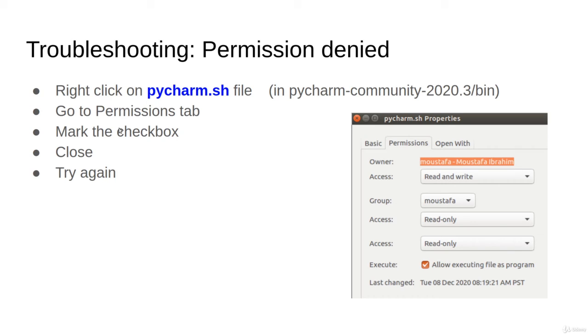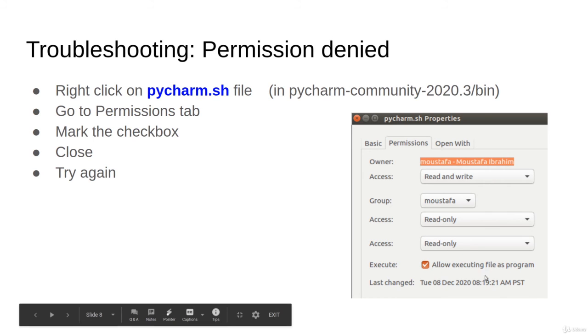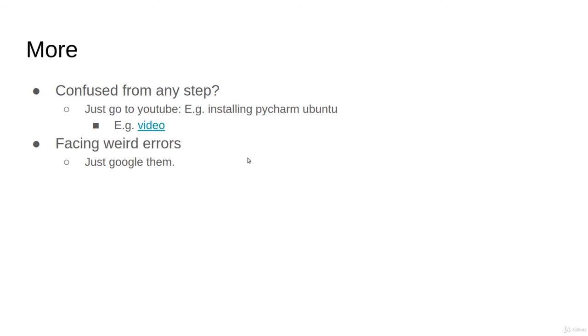Troubleshooting. If running the PyCharm file gives you a permission denied error, then you probably just need to make it an executable file. So right click on the pycharm.sh file and click allow executing file as a program, or from a terminal if you would like to do that, and try again.